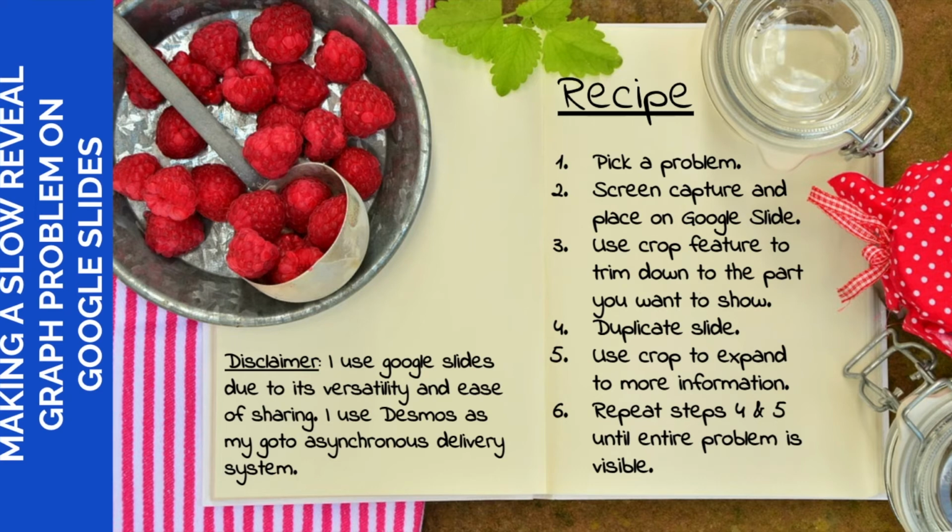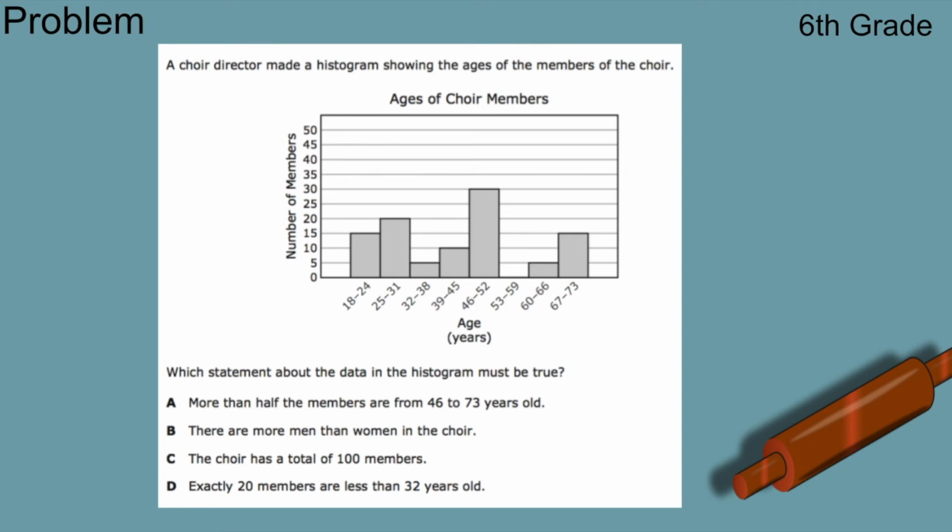Duplicate the slide, and then using the crop feature again, we expand. Repeat those steps over until you get everything that you want for the problem. Let me show you. Here's a problem I'm going to use from the 2016 6th grade STAR test. The whole problem is there. The multiple choices is at the bottom. The graph, the question stem, and the pertinent information on top.